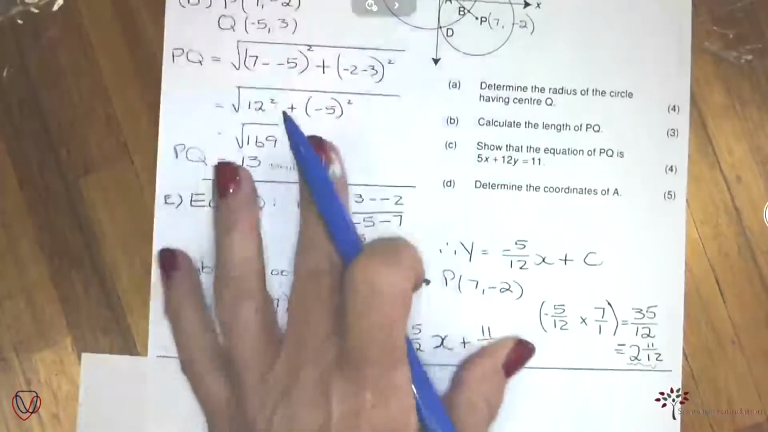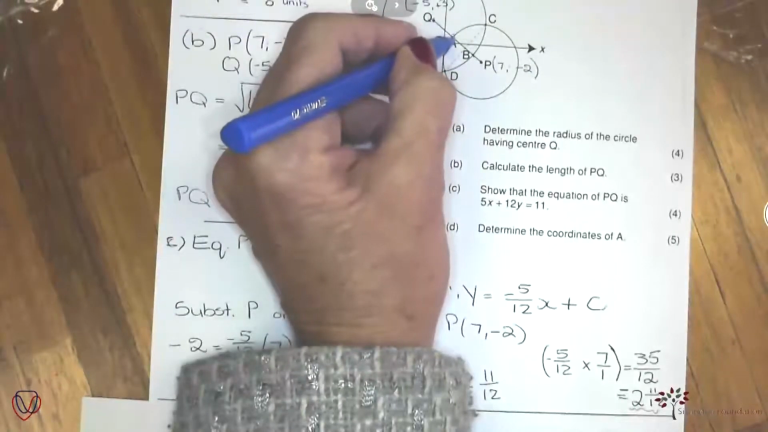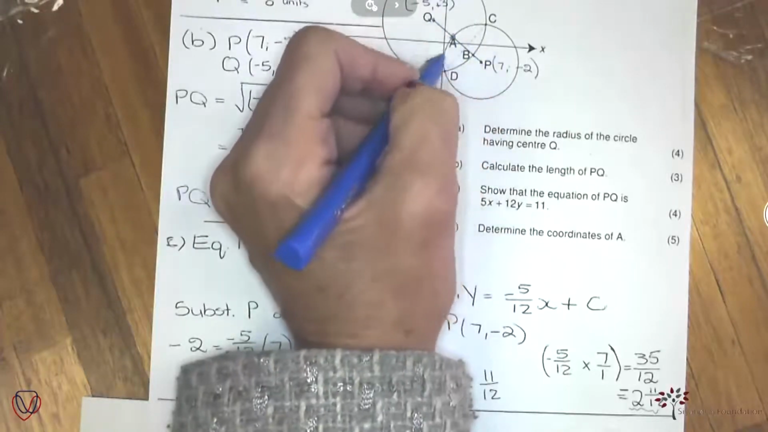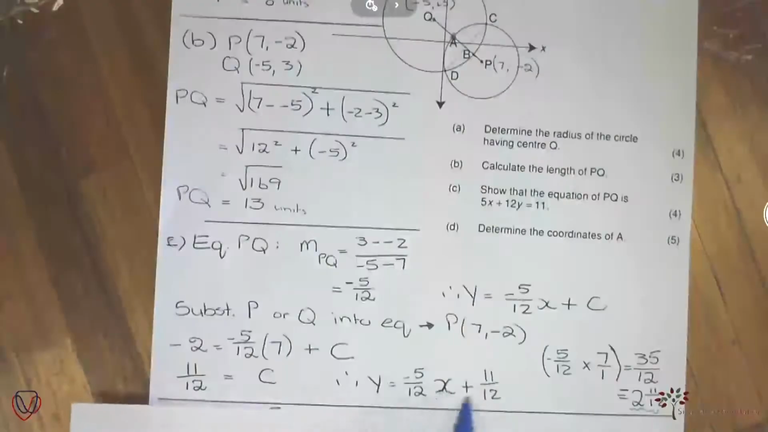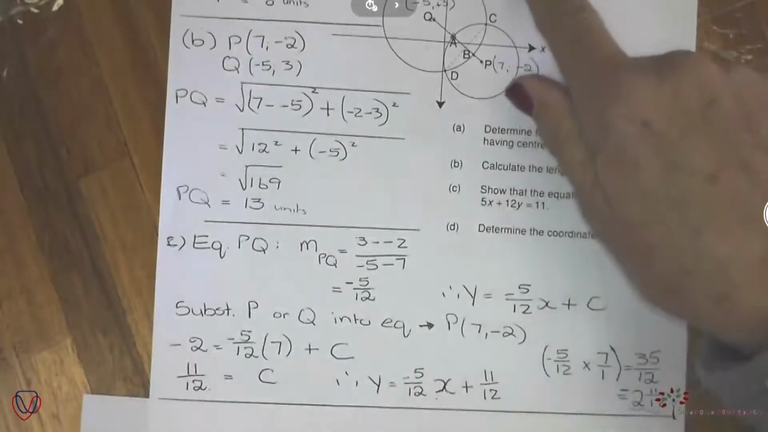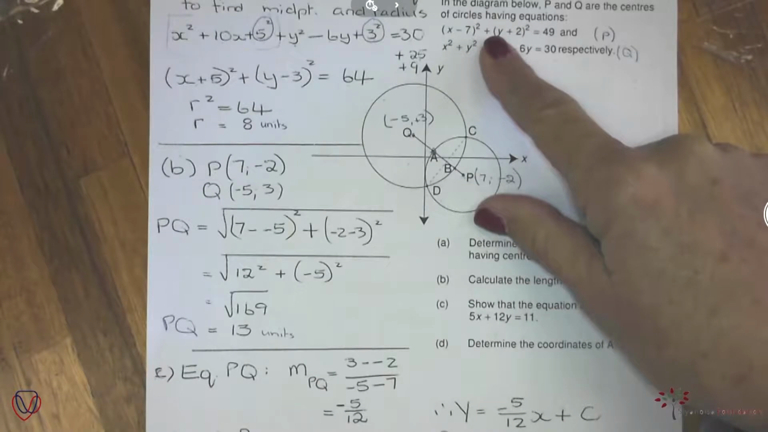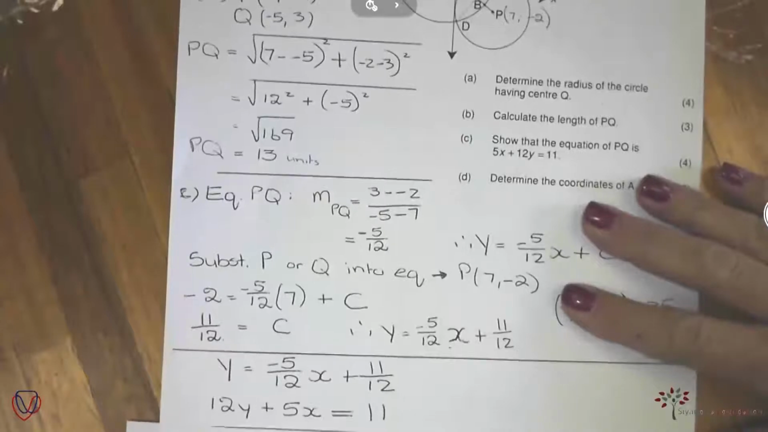There's A. What do we have to do? It's the point where these two graphs intersect one another, the straight line and the circle. We've got the equation of the circle, there it is. We've got the equation of the straight line, there it is. So all you need to do is to substitute the y in your circle's equation by negative 5 over 12x plus 11 over 12. Only the y must be substituted.